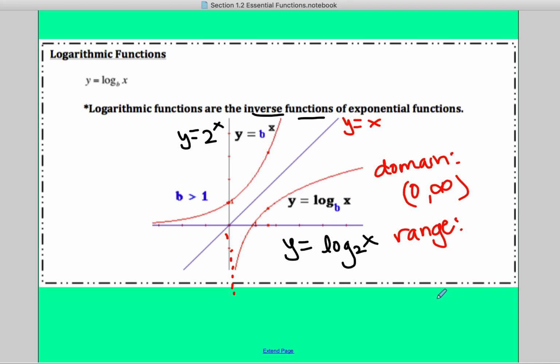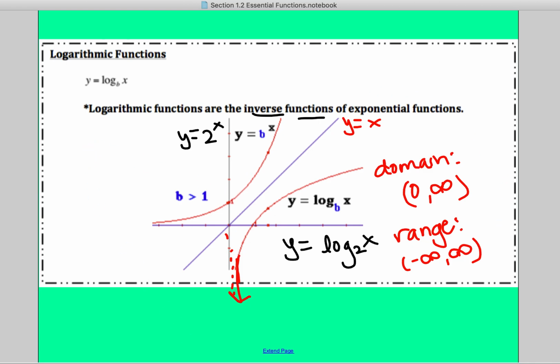Maybe we'll talk about the range really quick of it too, because I feel like that comes up and we forget. The range of a log function, even though there's an asymptote here, this does continue to go all the way down, and then this continues to go up. So the range is actually negative infinity to infinity. Okay, so that is your domain and your range for your log.